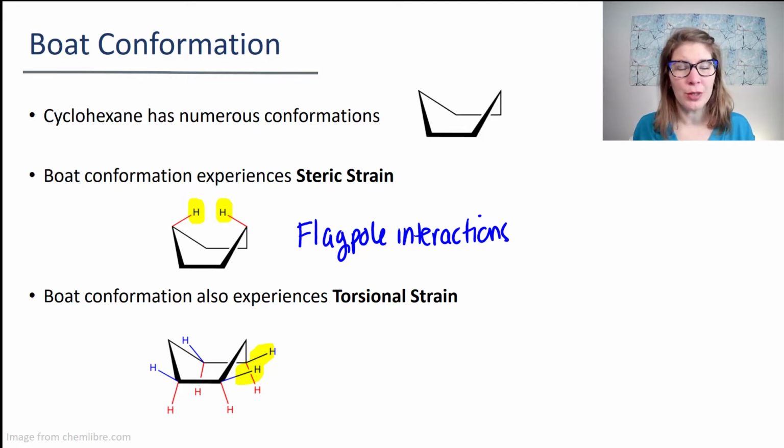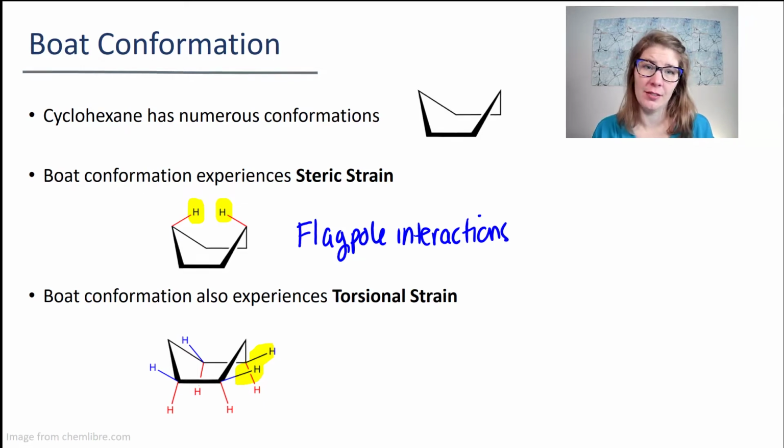What will happen at room temperature is that the chair conformation will twist through a variety of other conformations and just be at equilibrium most often in the most stable conformation, which is chair, which is why we spend so much time talking about the chair conformation.